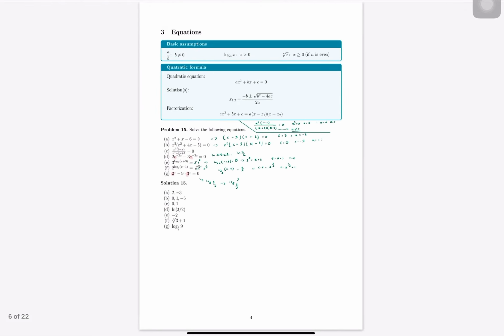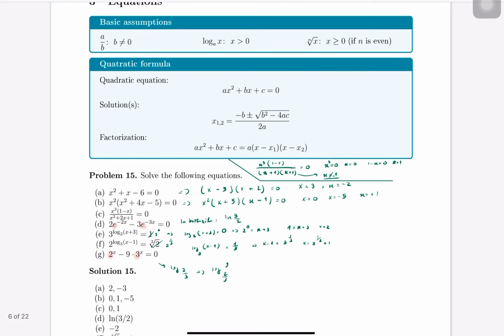And the next question, simplify. Simplify is very important because there are several rules. If we have a per b, b can never be 0 because there is no result. Or log x: x must always be bigger than 0, and a radical with an even root must be a positive number, not a negative number. And also we have a quadratic formula.